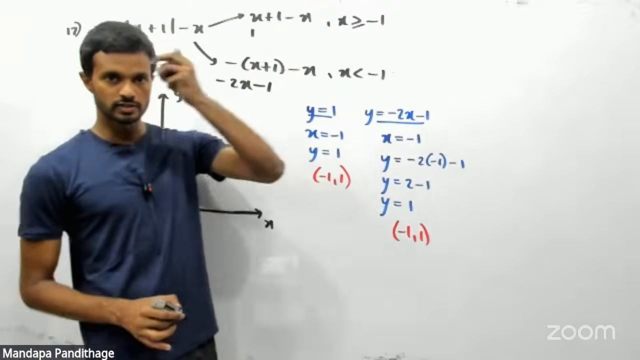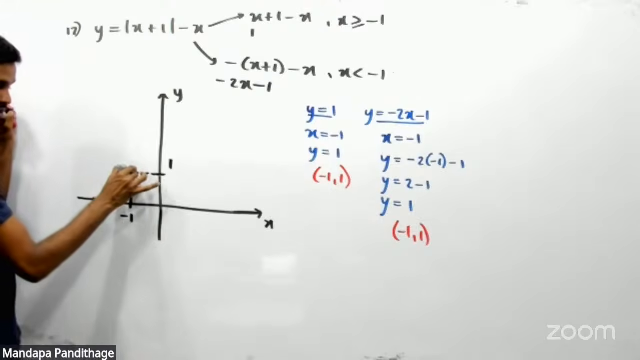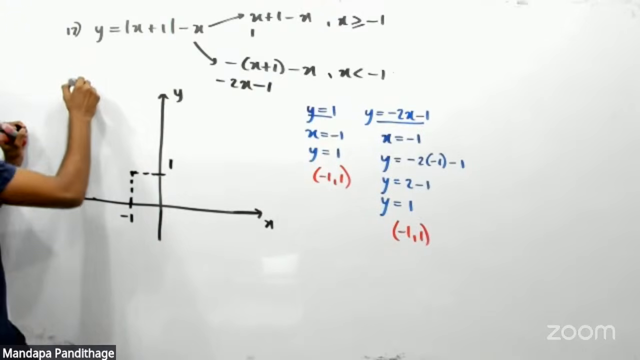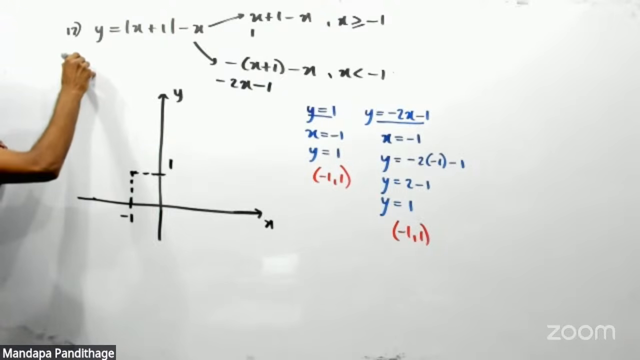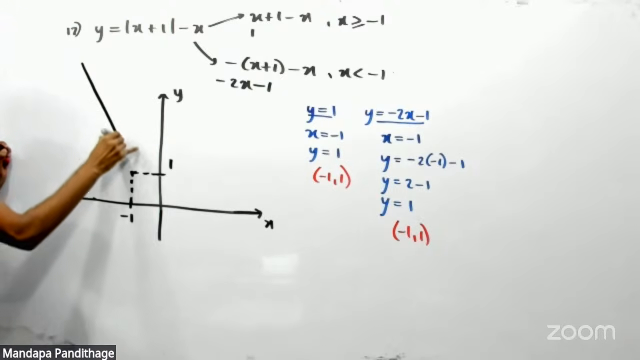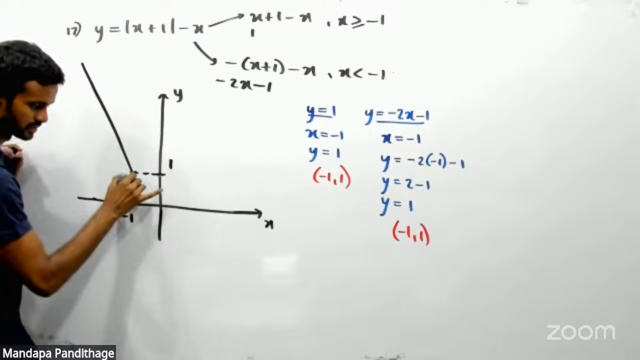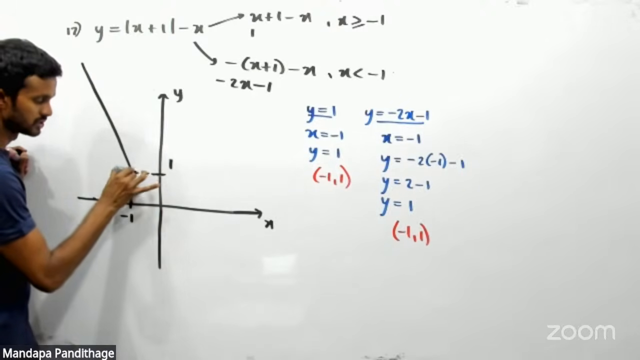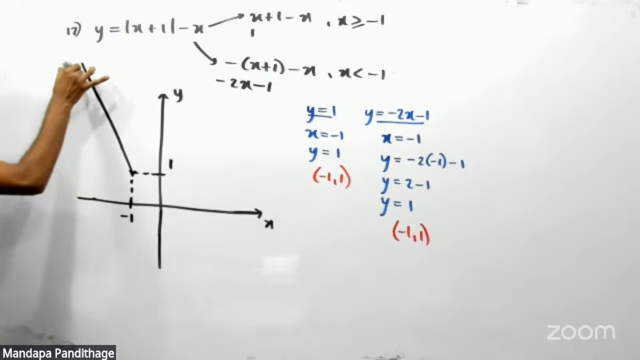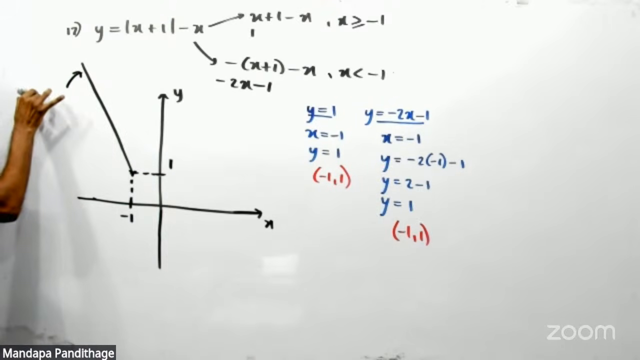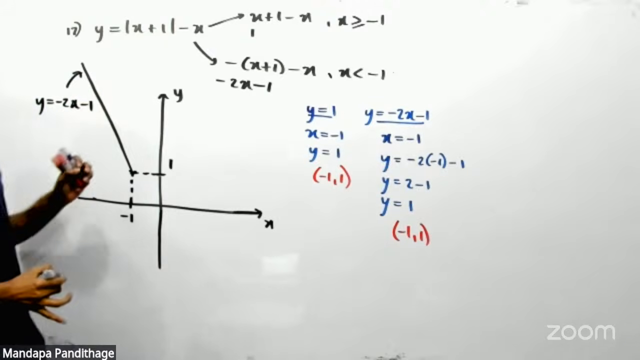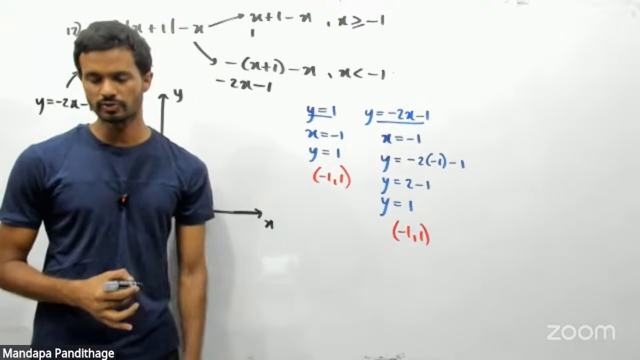The intercept is minus 1, so you have to draw a straight line going through this point and having an intercept of minus 1. The gradient is minus 2, so it goes in this way. We don't have to mark the intercept because this is only valid when x is less than minus 1. And then the next straight line that you have to sketch is basically y equals 1.